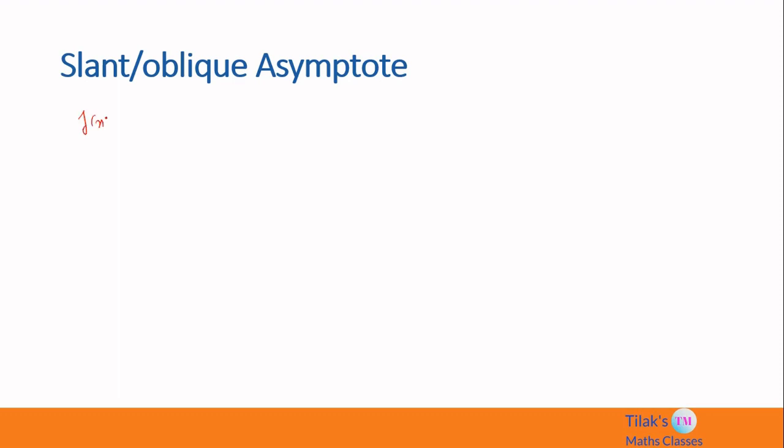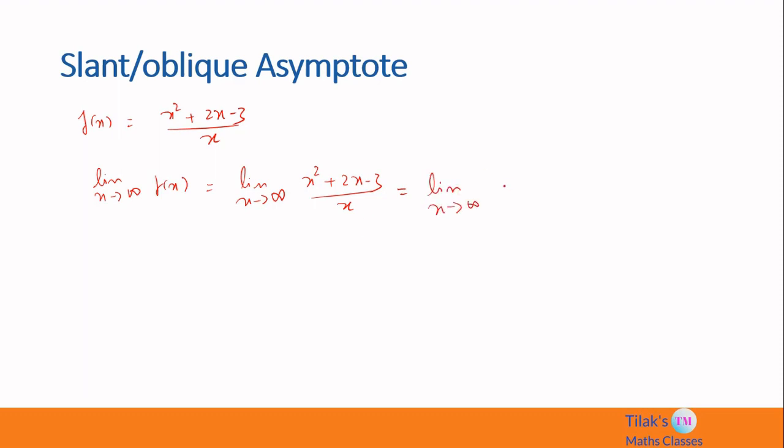If f is a function defined as f of x is equal to x square plus 2x minus 3 by x, then if we have to determine whether it has an oblique asymptote, what we will do is consider limit x tending to infinity f of x. So, that is equal to limit x tending to infinity x square plus 2x minus 3 divided by x. That can be written as limit x tending to infinity x plus 2 minus 3 by x. So, when x is tending to infinity, 3 by x is tending to 0. So, we will write this as limit x tending to infinity x plus 2.